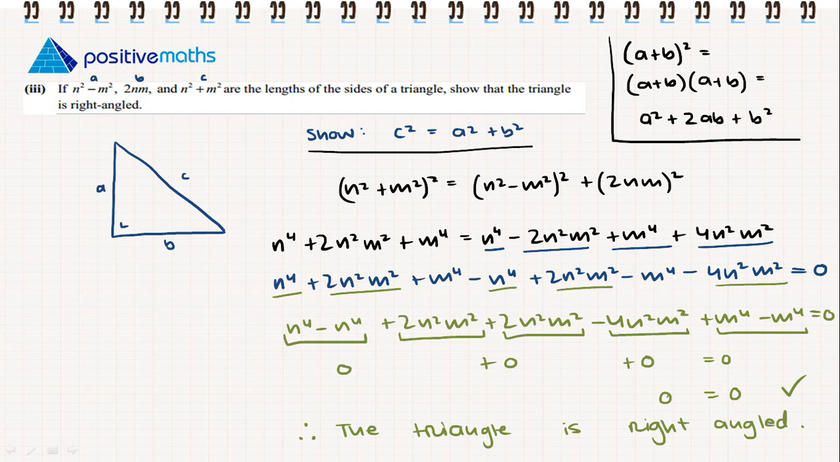So the fact that we have 0 equals 0 is okay. We just don't want to end up with something where we have maybe 5 is equal to 0, because that's not true. Or in this case, n to the power 4 is equal to 0, because again, that's not true. So we wanted the equation to be balanced. We want both sides to be equal.